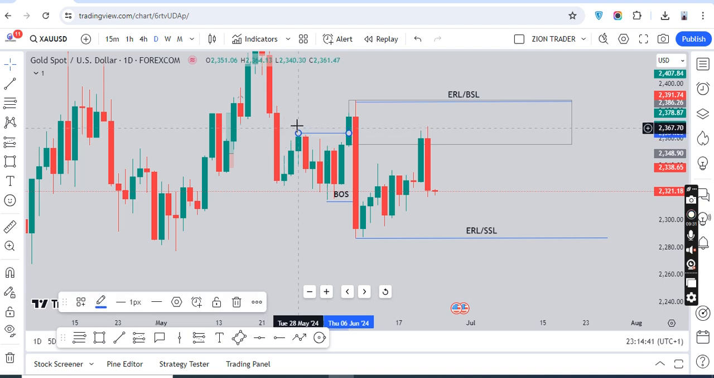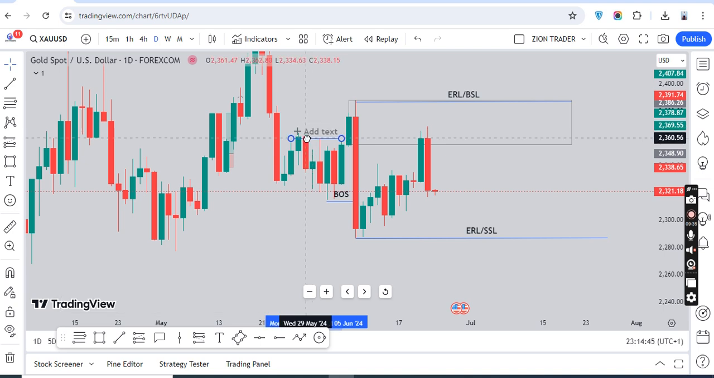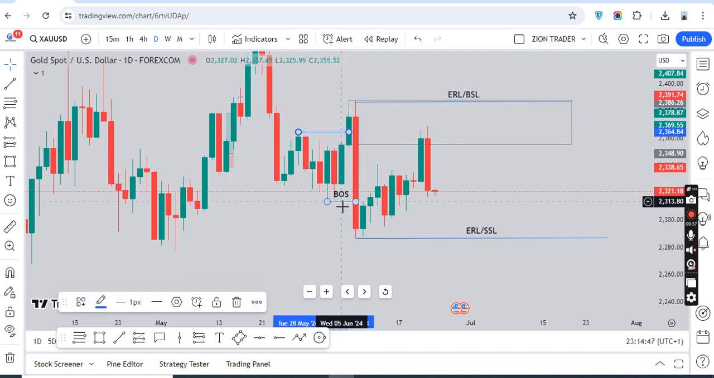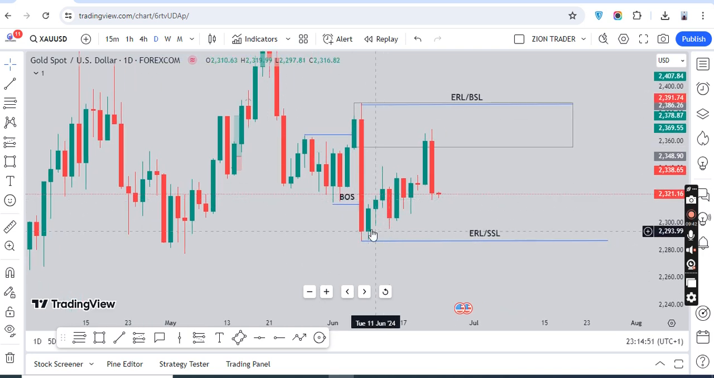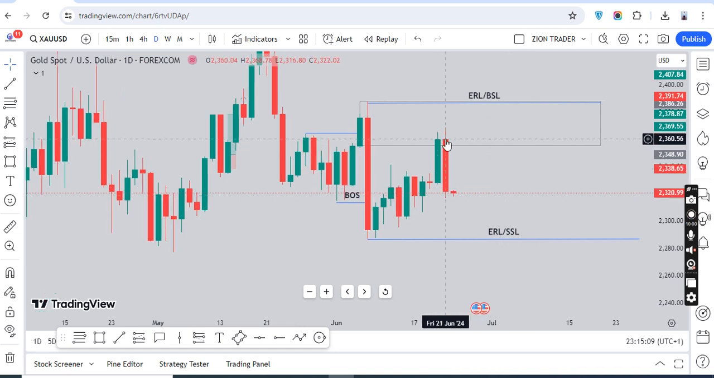So liquidity being taken out here above this relative equal high, and then breaking structure to the downside means that we are very bearish, guys. If you look at the structure, price has retraced back, filling up all of this void, the void that was left on the 4 hour time frame, and the fair value gap. I think it has filled all of this imbalance here, and price traded into the order block and then sold off from the order block on Friday, guys.